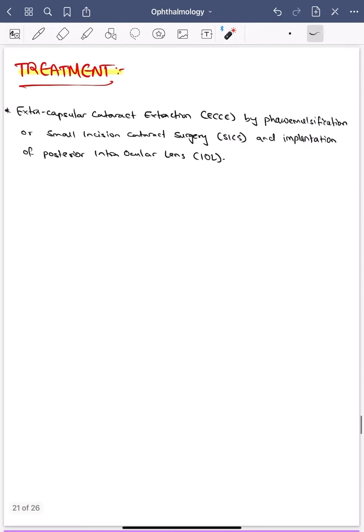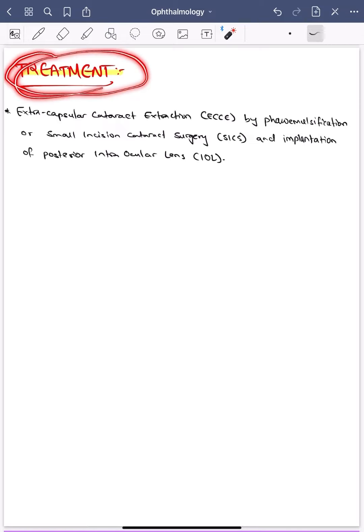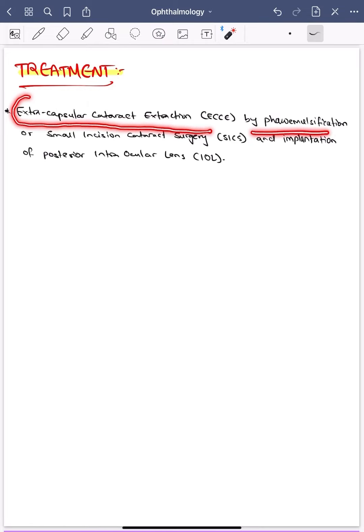Now the treatment of cataract, this itself is a short essay or a short note, so this will be discussed in detail in another lecture. For now, just remember, there is removal of the cataractous lens and implantation of an intraocular lens. So the treatment is extracapsular cataract extraction by phacoemulsification or small incision cataract surgery with implantation of a posterior intraocular lens.